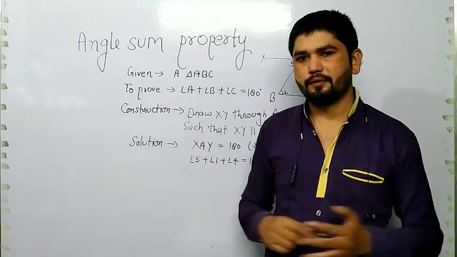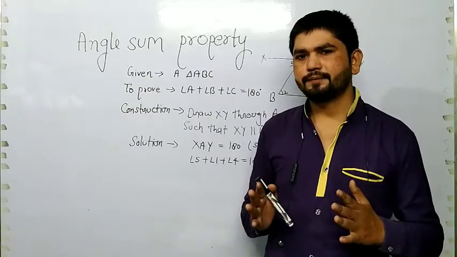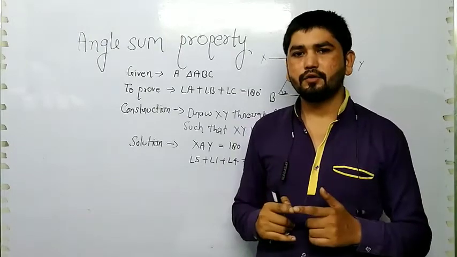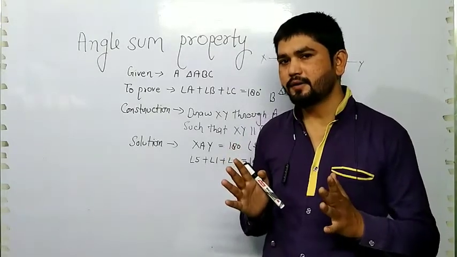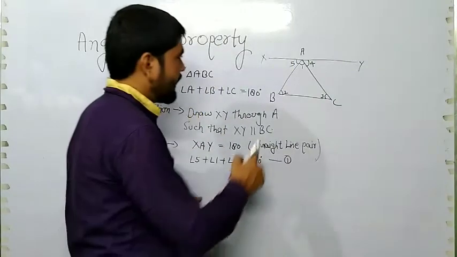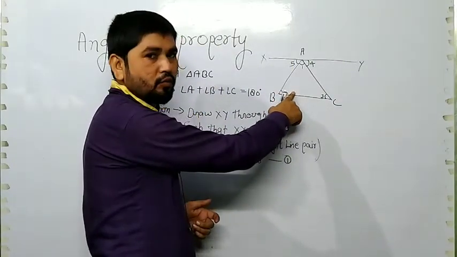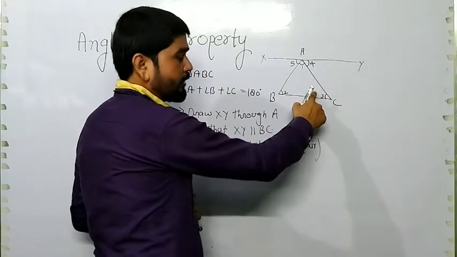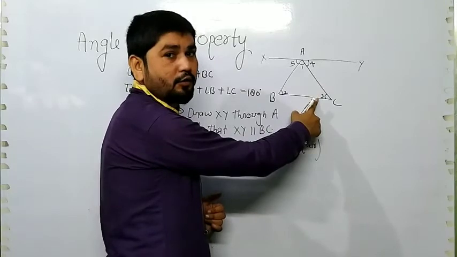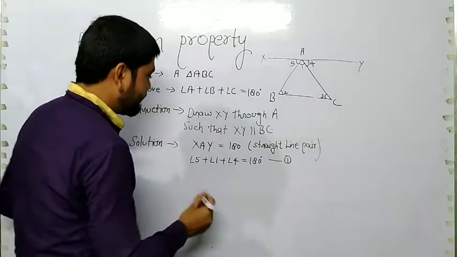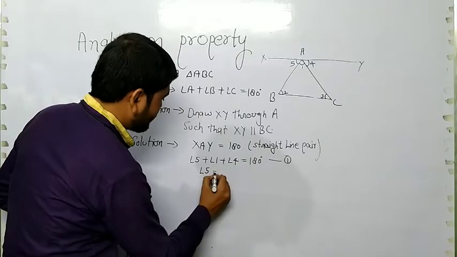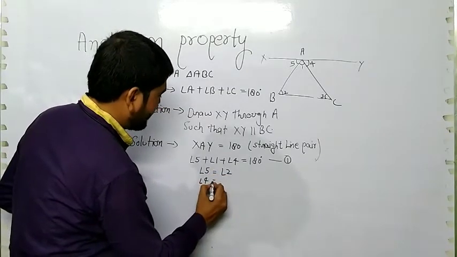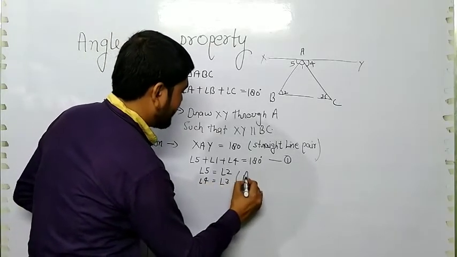Now, what will you do? Parallel lines are formed when a transversal is drawn on the parallel lines. So alternate angles are formed or not? Yes. So you can see here angle 5 is equal to angle 2. Why? It is a kind of alternate angle. And angle 4 is equal to angle 3. Why? It is also an alternate angle. So we can write here angle 5 is equal to angle 2 and angle 4 is equal to angle 3. Why are they equal? Alternate angles.